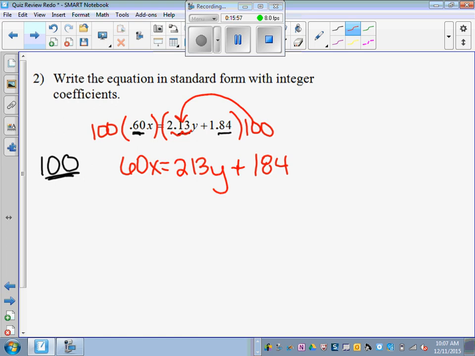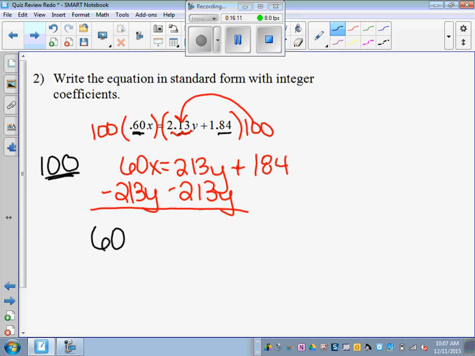Okay, so then subtract my 213y. Alright guys, stick with me. This is for your benefit. 60x minus 213y. These cancel out. Positive, no fractions, no decimals. That's your answer.